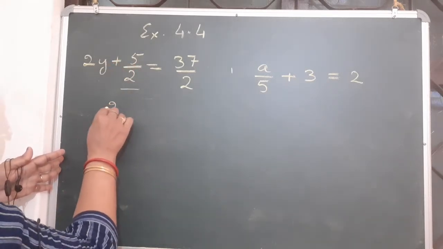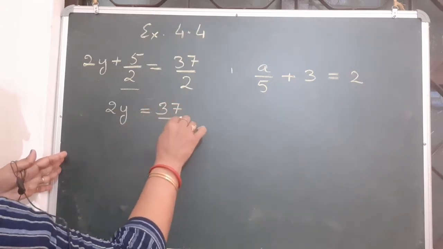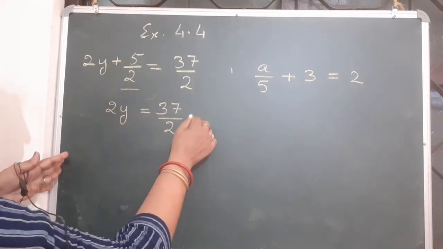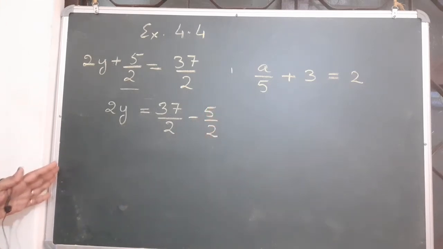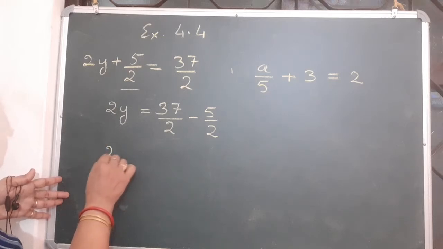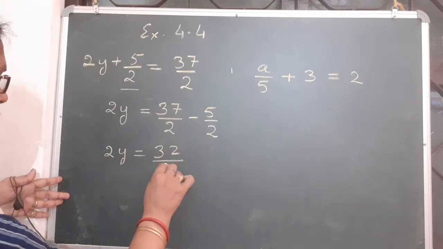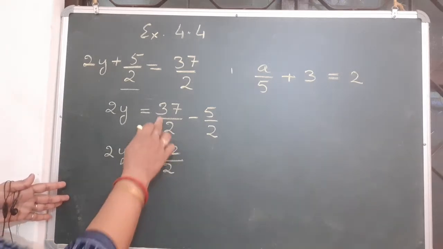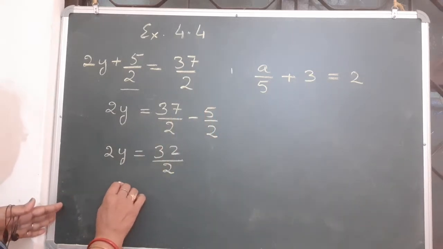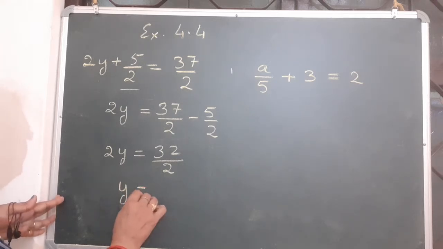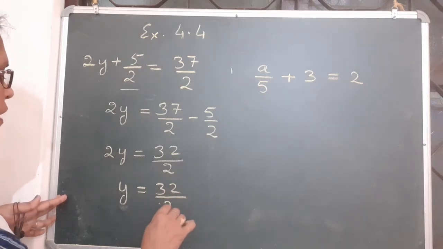So in the next step we can write 2y is equal to 37 upon 2. Here it is plus, it will become minus 5 upon 2. So 2y is equal to 32 upon 2. 37 minus 5 is equal to 32 upon 2. Therefore, in the next step we can write y is equal to 32 upon 2.